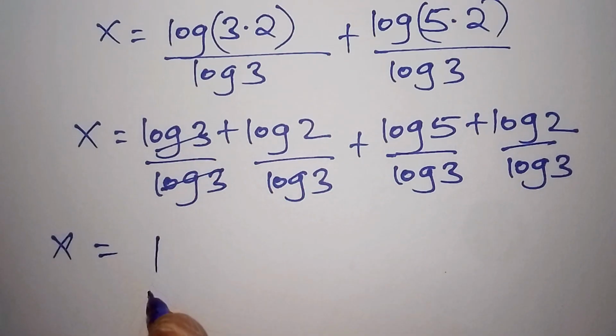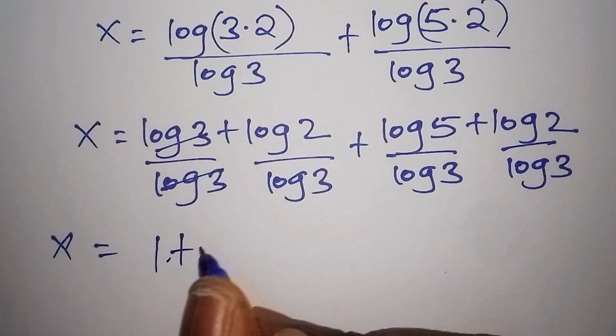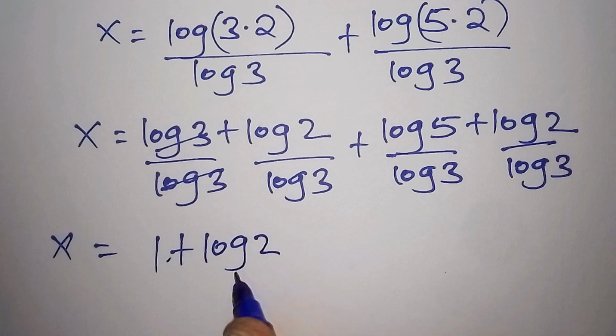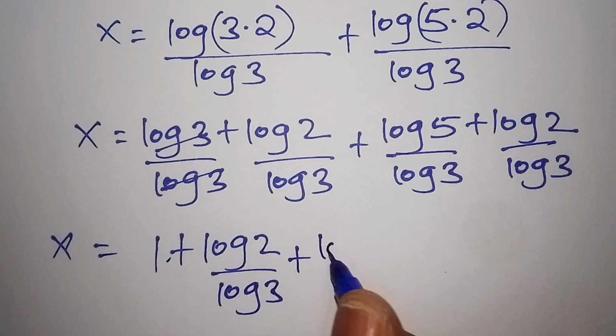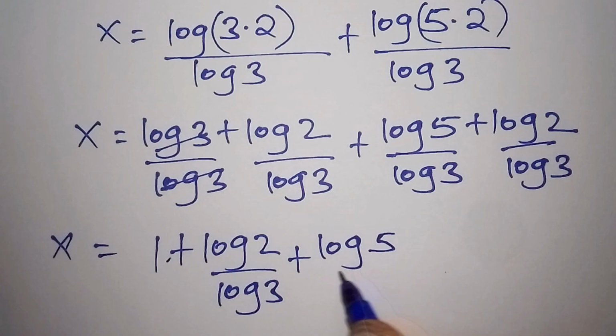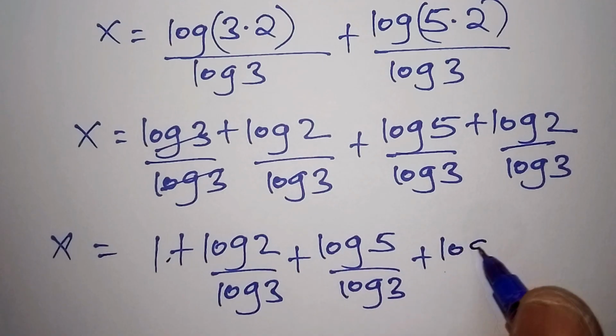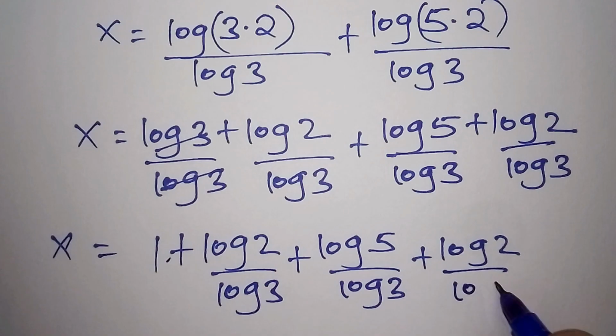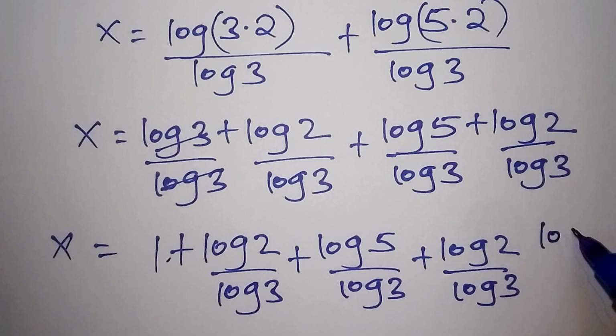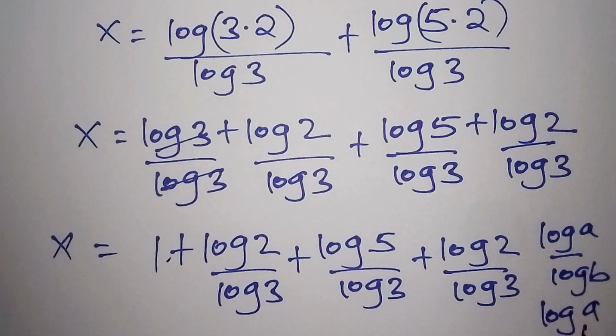So now we shall have it as 1 plus the log of 2, all over the log of 3, plus the log of 5 all over the log of 3, then plus the log of 2 all over the log of 3. So in this case, when you have the log of a all over the log of b, this can be written as the log of a to the base of b.